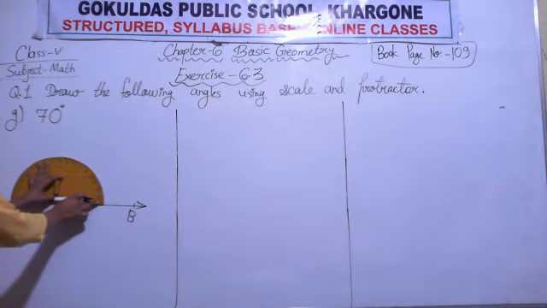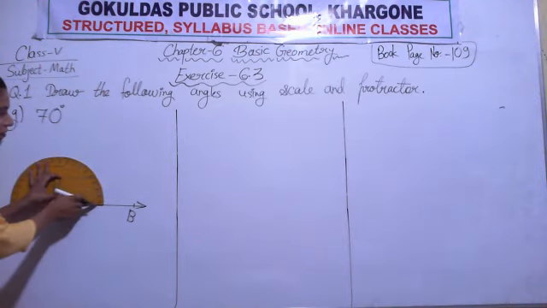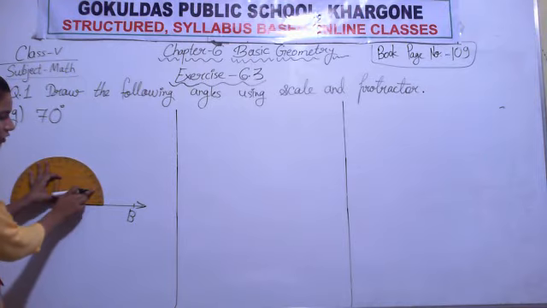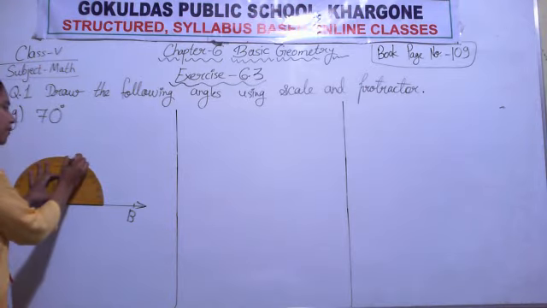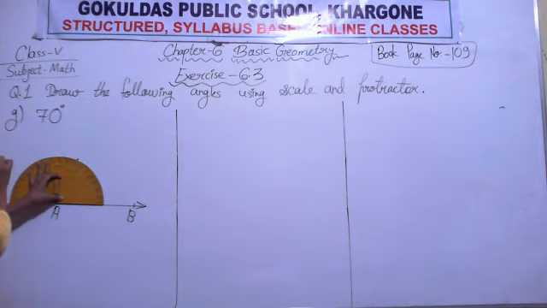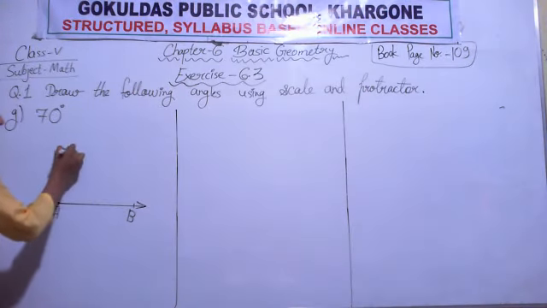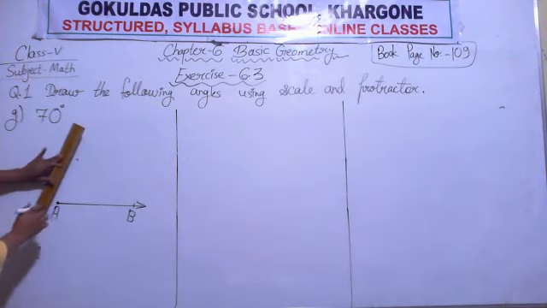Now which measure we want to draw? We want to draw 70 degree. So observe the inner scale of the protector. Okay, it is 0 degree, 10 degree, 20, 30, 40, 50, 60 and 70 degree. This point is 70 degree. So with the help of pencil, mark here at this point. Okay, now you can remove your protector. Give a name to this point as C. Now join A and C by using scale.